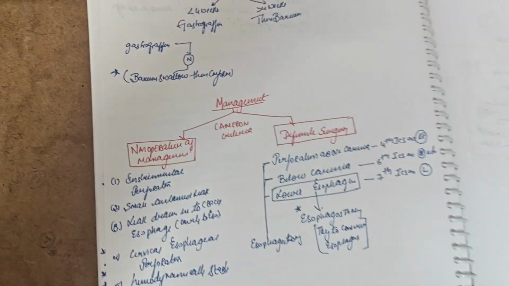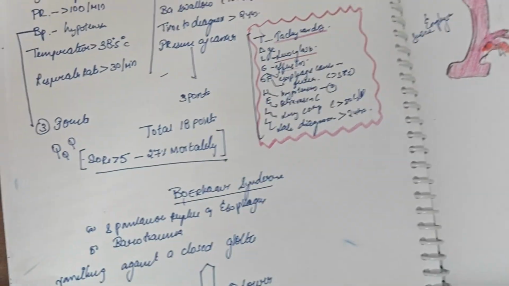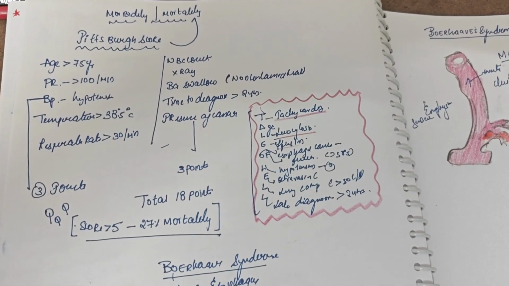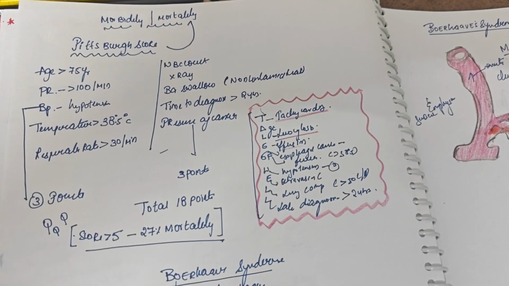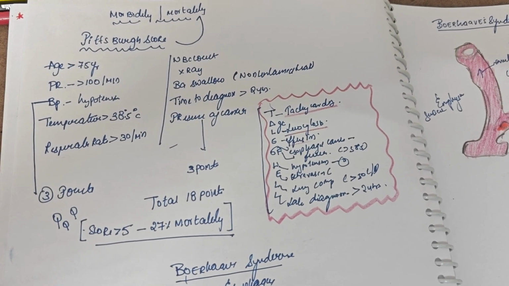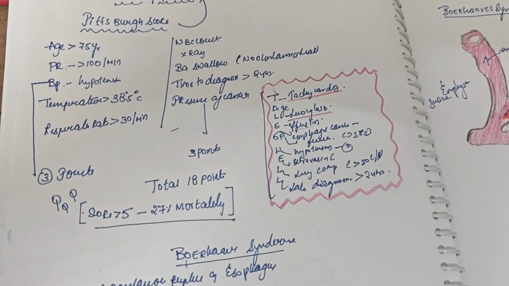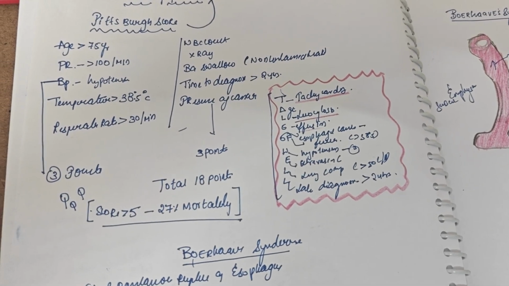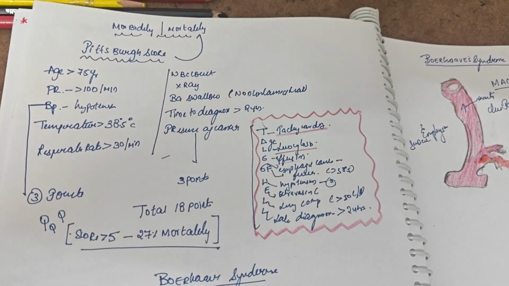Now, in the diagnosis point, we have something known as the Pittsburgh score. This Pittsburgh score tells the mortality ratio of a patient. How do you remember this? You have the mnemonic TAIL OF HELL. What is the Pittsburgh score?